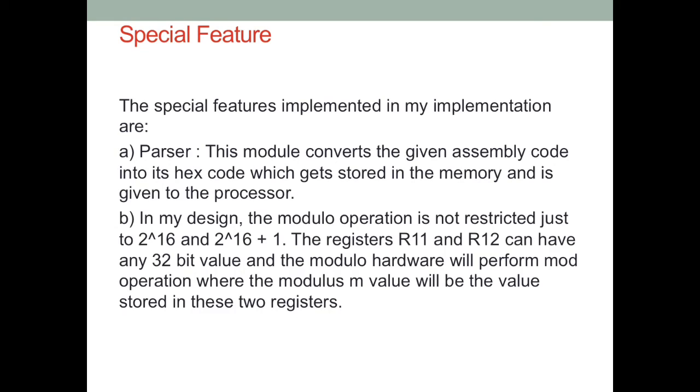Moving ahead with the special features implemented in the architecture. In my design, there are two special features. One is the inclusion of a parser to generate the hex file from the assembly code, and the second is the modulo operation, which is not limited to 2 power 16 and 2 power 16 plus 1. There are two registers, R11 and R12, which have the value of the modulus with which the modulo operation needs to be performed on the input.